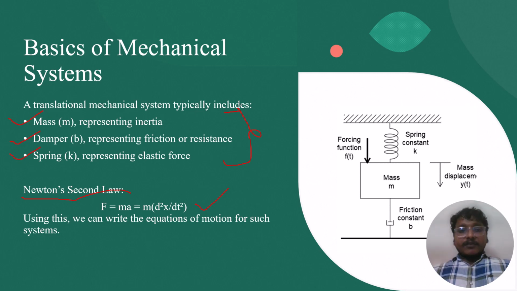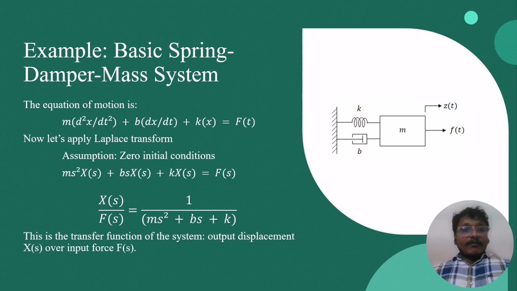Using this equation only, we can write the motion of the spring or the motion of the system, whatever the system will be. This is very important because from now onwards, this F equal to ma will show up in many places. Whenever a mechanical part is involved, even a simple small part, it will automatically come into the picture. So we will see one basic example.